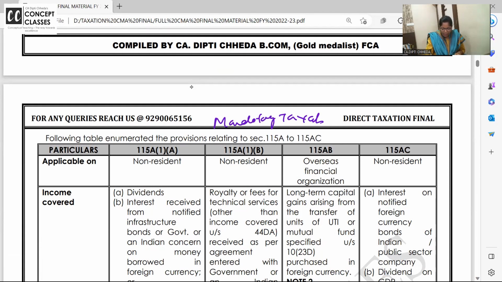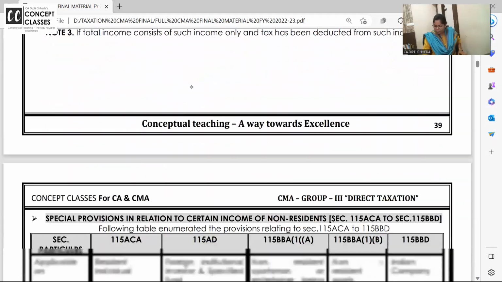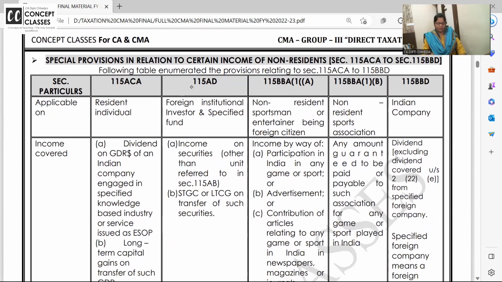Mandatory taxable. What we studied just now, long term capital gain and all that, was optional. If you don't want it, forget that you have purchased a specified asset, pay tax like a routine NRI, we don't mind. But if you are this, you have to pay the tax. Followed, all of you? Specified provisions in relation to certain income of non-resident: 115ACA, 115AD, 115BBA, which is for these two I am teaching, and mark it very, very important. Mark it very important for problems.